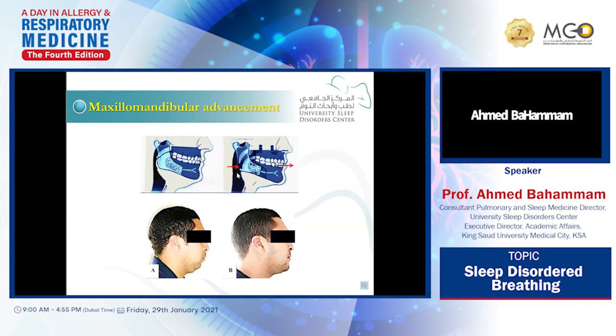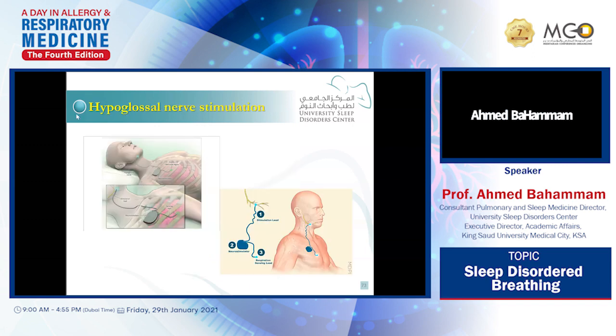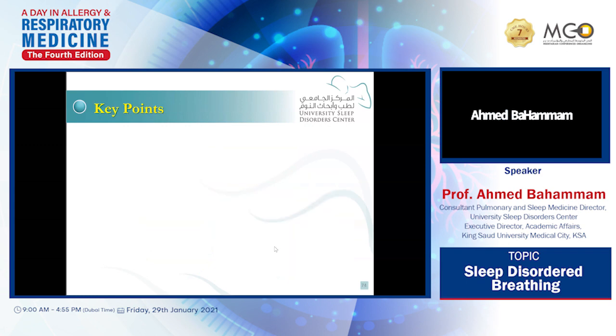They can also do surgery, maxillomandibular advancement surgery, where they move the maxilla and mandible forward. You see here there is retrognathia, and this is after adjustment. Recently, they have hypoglossal nerve stimulation, which is a pacemaker under the skin with a sensor that can feel the intercostal muscle contraction. When it feels that, it sends a signal to the hypoglossal nerve to stimulate the tongue. So the tongue will move outward when the patient is inhaling. It will open the airway and the patient can breathe. This was FDA approved probably 10 years ago. Some patients like it.